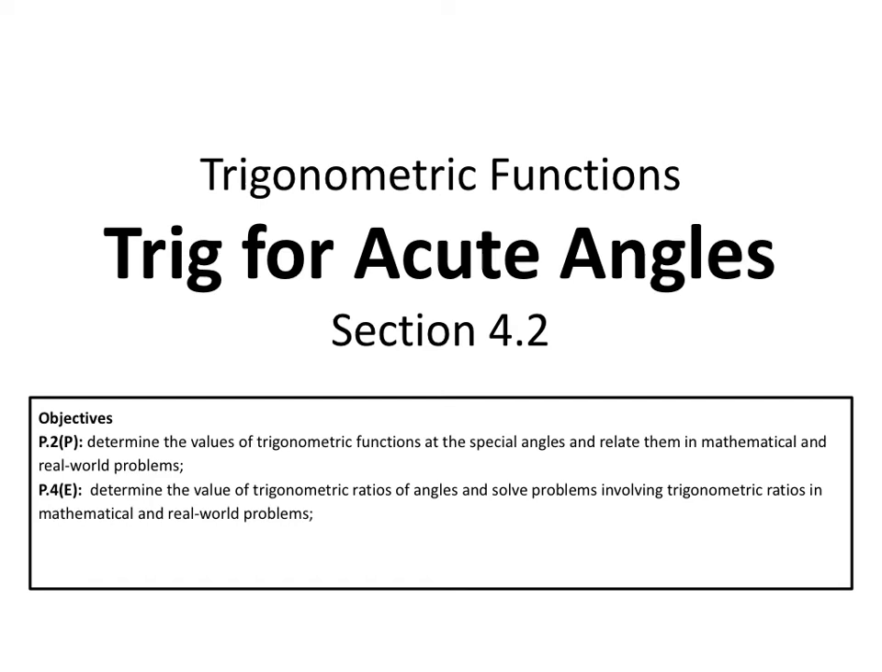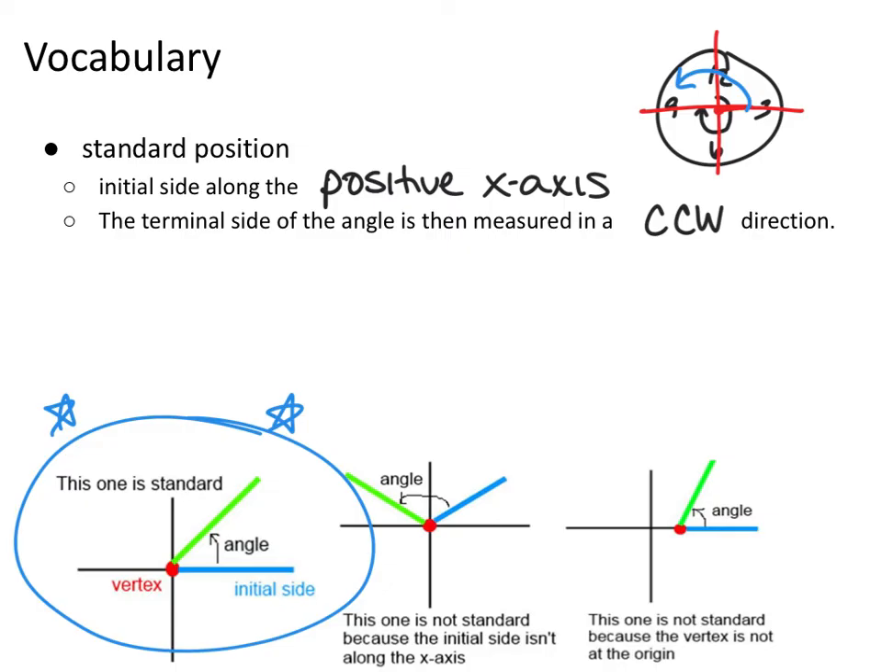So again, this is just a quick walkthrough video of the notes to supplement the information in the chapter for those of you who have been out. Section 4.2 is about the trigonometry for acute angles, specifically the reference triangles for 30-60-90 and 45-45-90 triangles. So some of our definitions for today, just to make sure we know what we're talking about when it comes to angles on a coordinate plane.